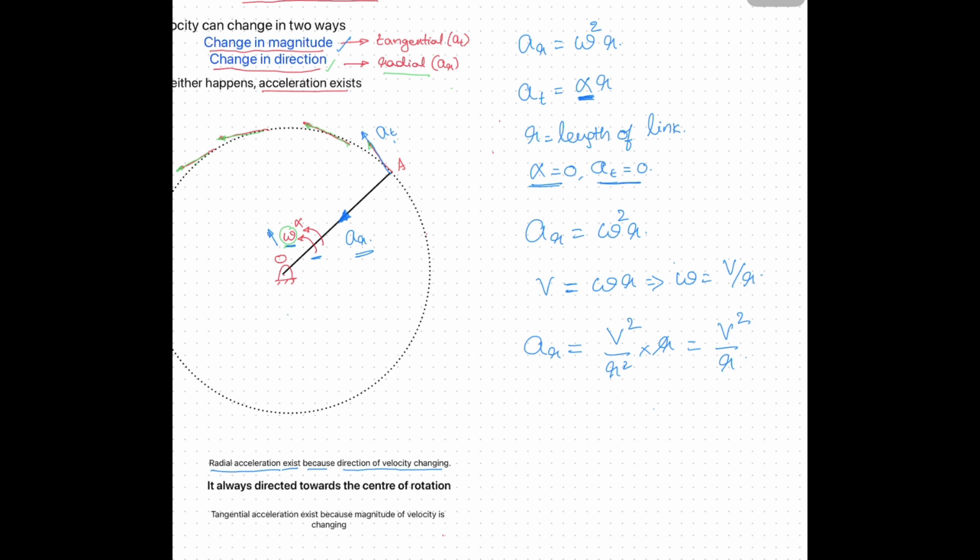That means the relation between the linear velocity and the radial component of acceleration is v square upon r. Here r is the length of the link. If omega is available, we can use the formula omega square r. Or if omega is not available, we can use v square by r.